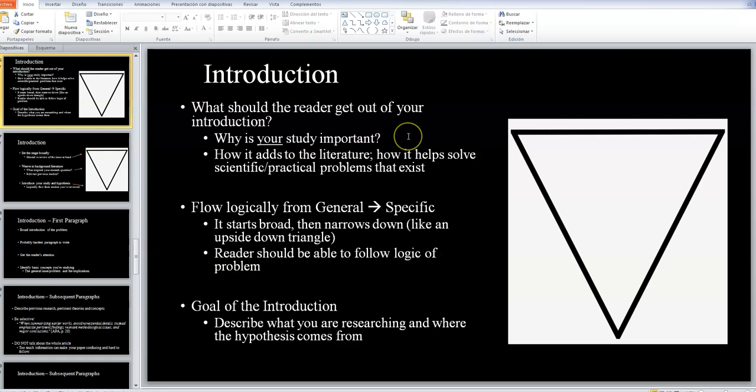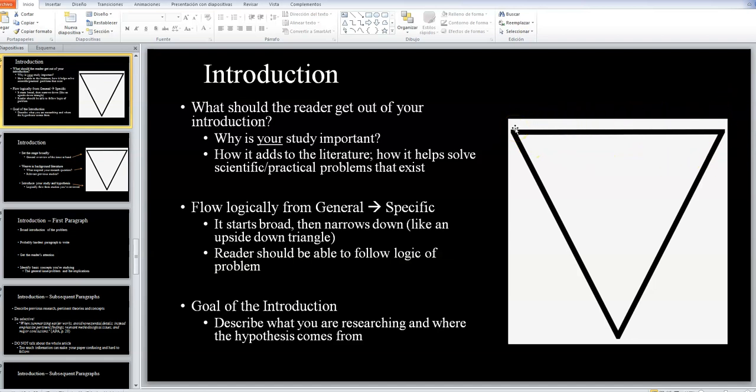And this is what I really need you guys to think of. Look at a triangle, but it's inverted. So it starts out with the broadest section and then it starts to narrow down. This is an idea for how the introduction should be. You should be very broad when you begin.